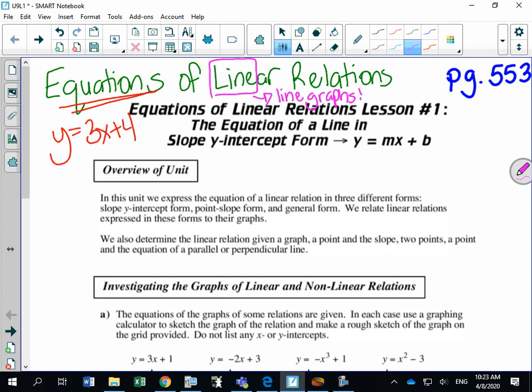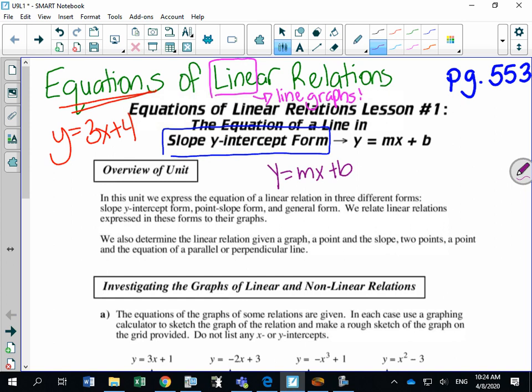In this lesson, you're going to be getting a new formula. There are going to be 3 formulas in this unit, equations of linear relations, and this formula by far will be the most important. The formula is called the slope y-intercept form, and it is y is equal to mx plus b. And you will be using this form for 10C, 20-1, and 30-1.